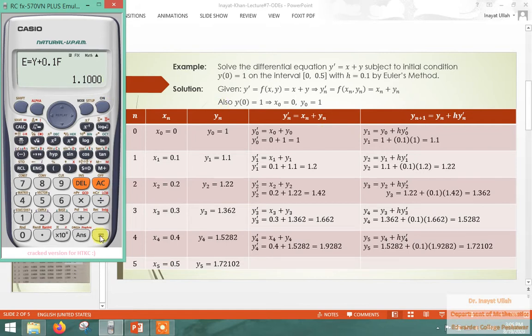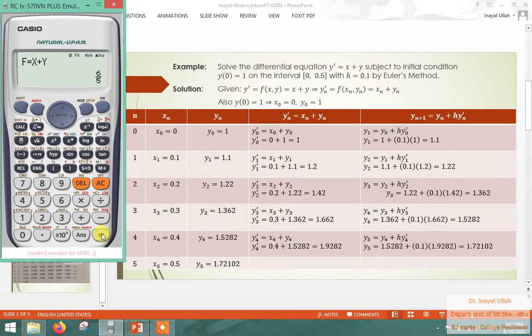Now again, we are in the second row. When you press equal button, the calculator will ask you about the value of x. Now the new value of x is 0.1. So right here 0.1 and then equal sign. The calculator is asking about y. So the new value of y is 1.1. So right here 1.1, then press equal sign.